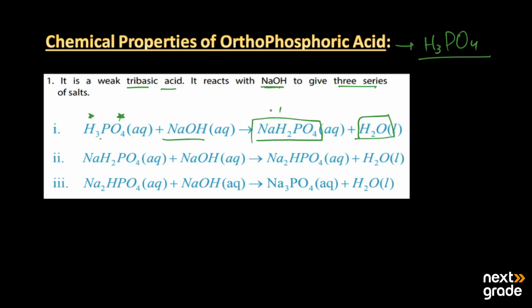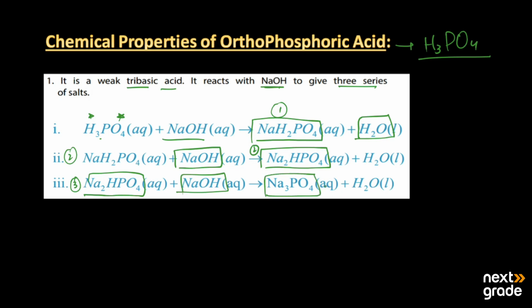When that first product reacts with sodium hydroxide again, it produces a second product, Na2HPO4. Then this second product, Na2HPO4, reacts in the third step with sodium hydroxide and produces Na3PO4, the last product of this reaction, along with water. In all these reactions, the production of water is common. On the other hand, here we have the second chemical reaction.